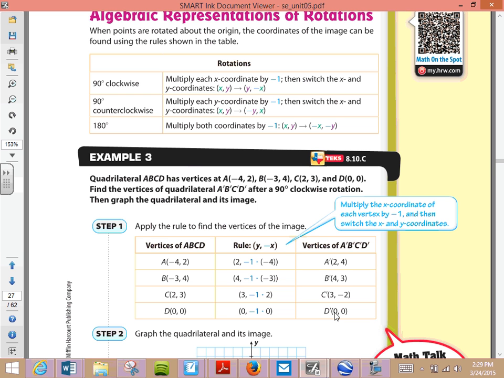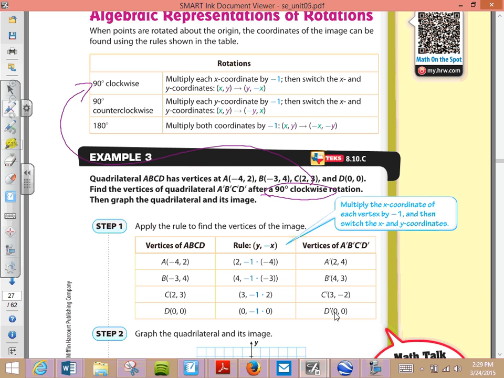Okay, so for this one, pay close attention. We are rotating 90 degrees clockwise. And this guy right here says that if I'm rotating 90 degrees clockwise, I have to multiply the x by a negative number. In other words, the x value switches signs. And in the second part, you have to flip them. So the x becomes the y and the y becomes the x. It can get a little confusing, but just watch and do not lose me here.